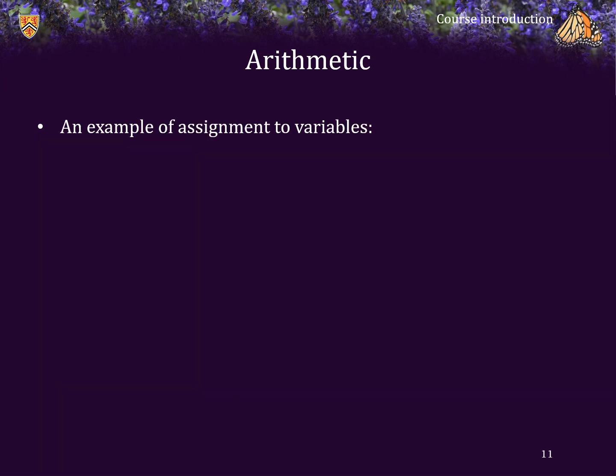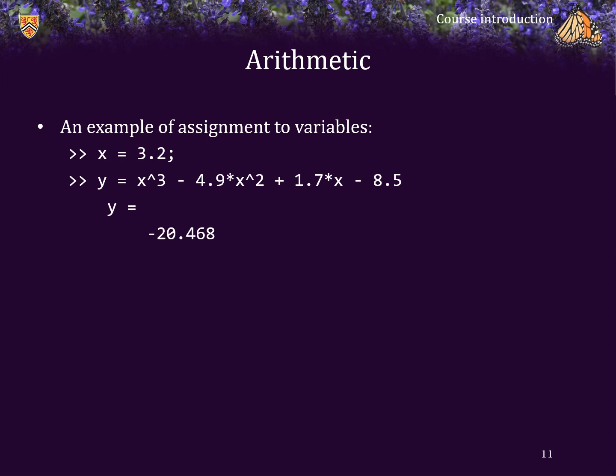As an example of assigning to variables, let us assign x the value 3.2. Then assign y the value of x cubed minus 4.9x squared plus 1.7x minus 8.3. Now we get that y is equal to negative 20.468, perhaps with a few more digits that are not being displayed to the screen.